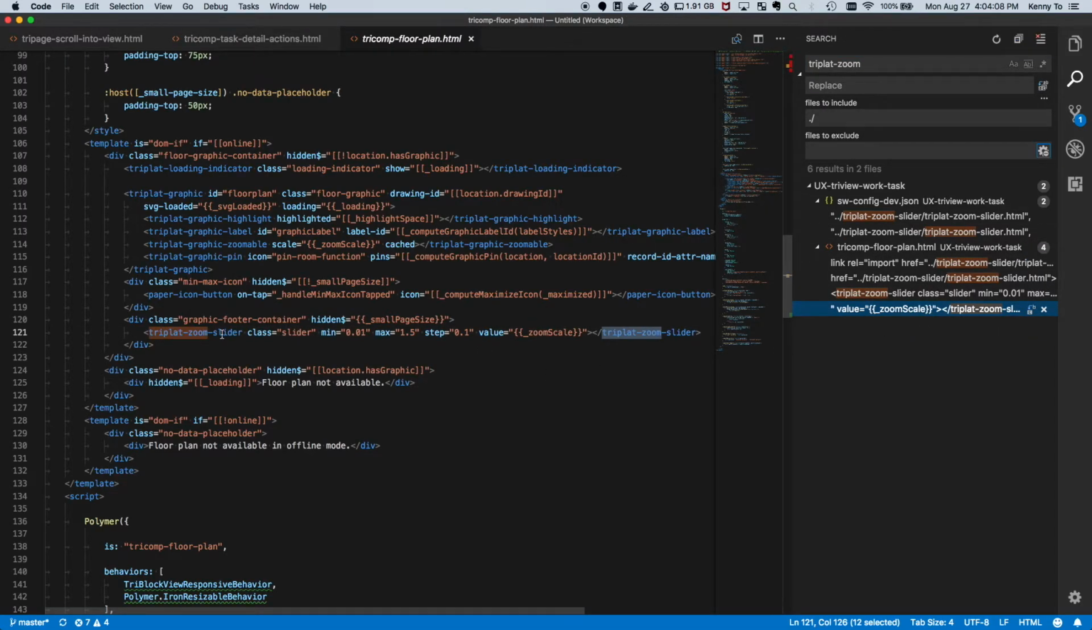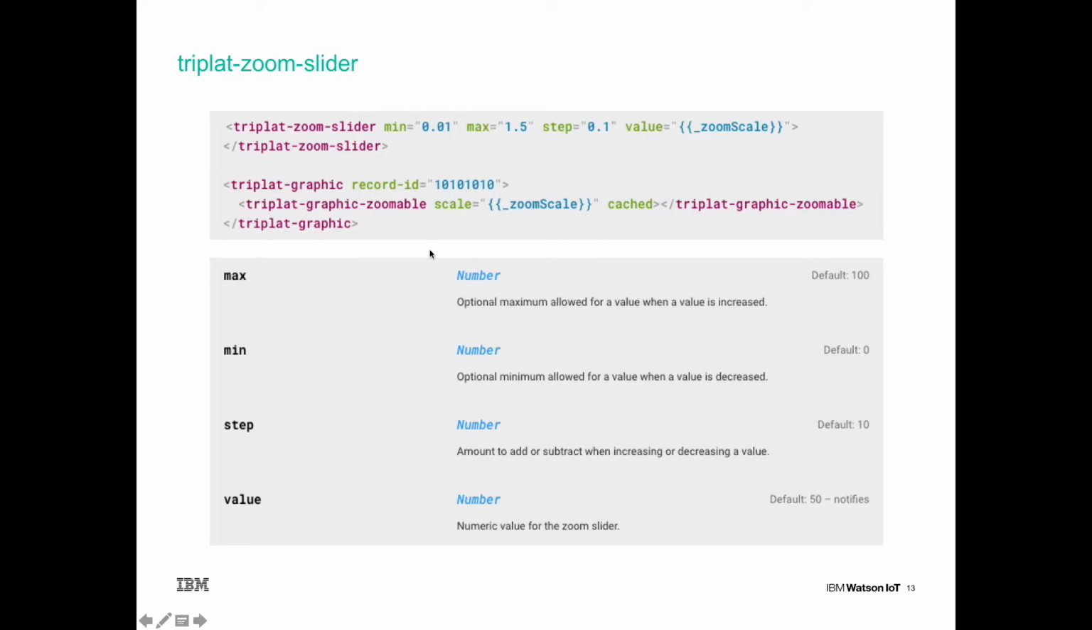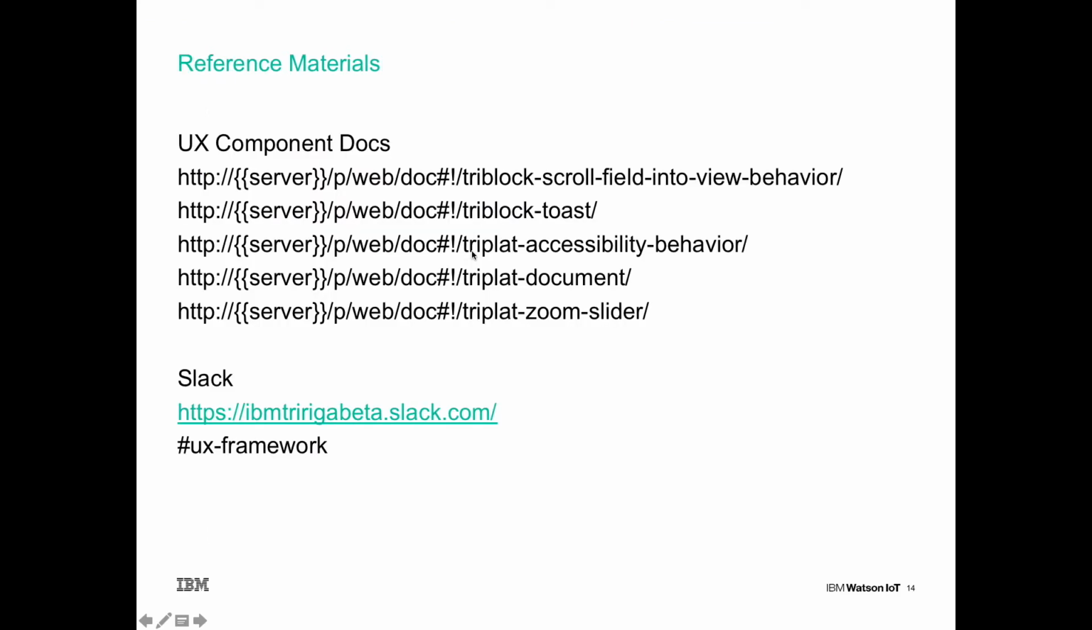You can see that this is very similar to what I showed earlier. We're using the triplat zoom slider here, and it is bound to the same zoom scale property that's being used via the triplat graphic zoomable, which is a plugin that's being used under triplat graphic. And that is the last component.